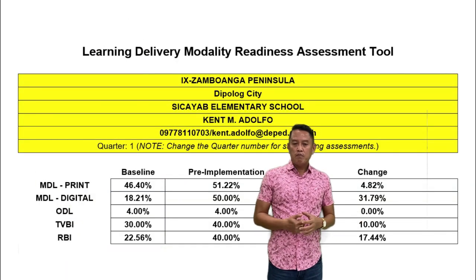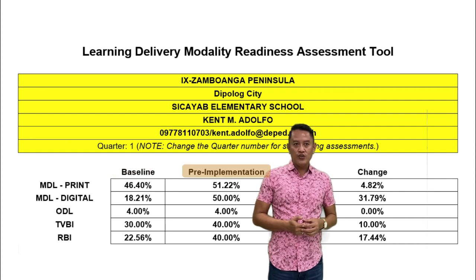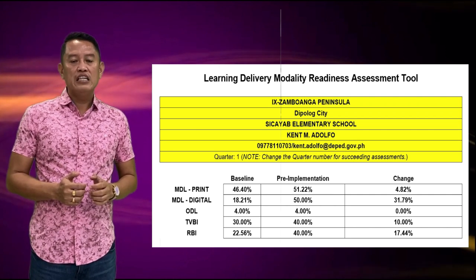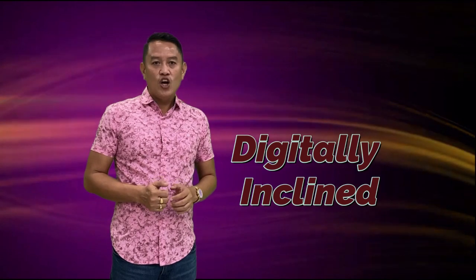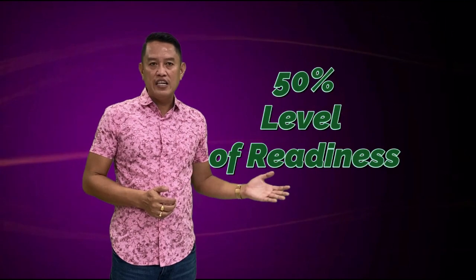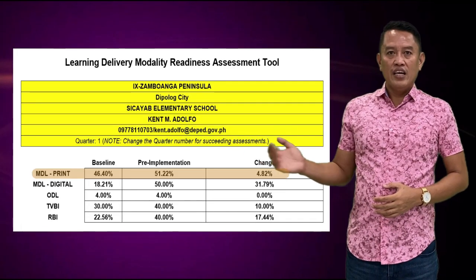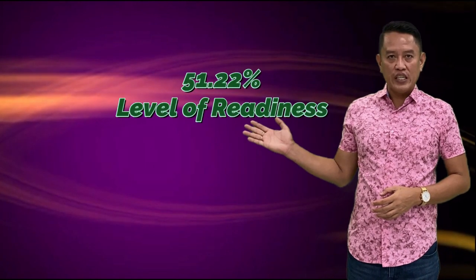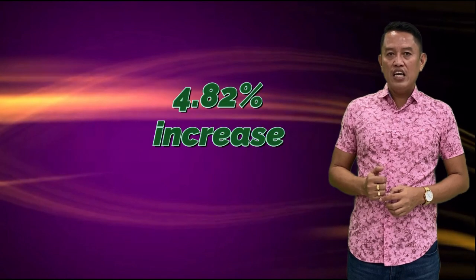The table shows the corresponding percentages for the baseline, pre-implementation, and change in Sikayab Elementary School's readiness rating based on the data gathered by teacher frontliners of the school for the different learning delivery modalities. It is good to know that the school is digitally inclined, showing a 31.79% increase from the baseline in terms of MDL digital, having a 50% level of readiness during the pre-implementation stage. The MDL print category still manifests the highest readiness level of the school with up to 51.22%, but with a minimal increase rate of only 4.82%.